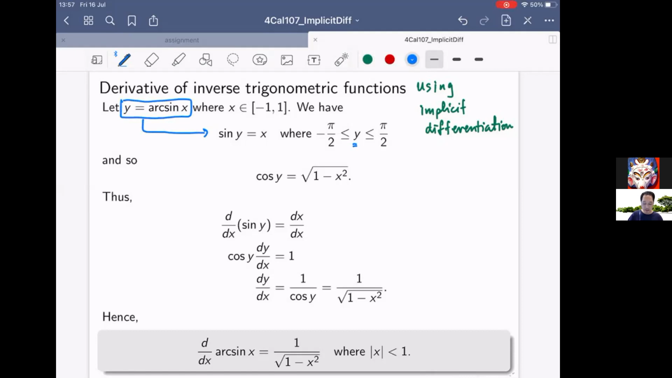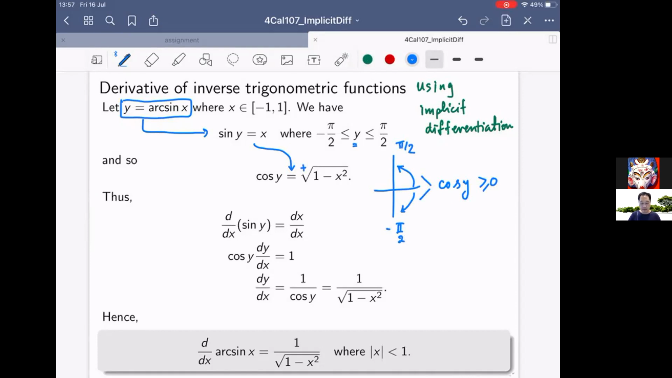We also know that cosine of y is simply the square root of 1 minus x squared, because right now your x is a sine, right? So 1 minus sine squared y, taking the square root, is a cosine. And because the range is from negative pi over 2 to pi over 2, on both regions your cosine of y is non-negative. So we just use the positive branch of the square root.